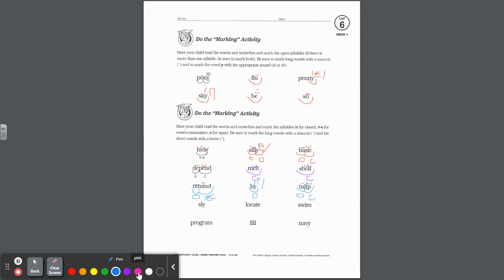Okay, changing colors. Sly means sneaky again. So it's one syllable that's open, and that Y sounds like a long I. Go ahead and mark that it sounds like a long I. Good job.